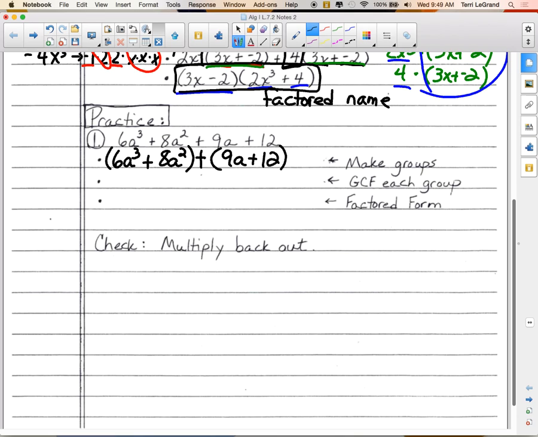Okay, now, off to the side, wherever you have to do it, whatever amount of work you have to show at this point, you need to GCF each group. So let's just take care of the first group. We have 6a cubed plus 8a squared. What would be the largest number that we could divide out of both 6 and 8? 2. I just said number part. 2. And now I'm going to look at the variable parts.